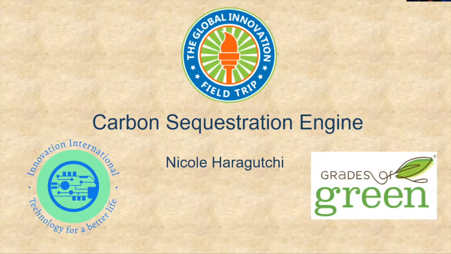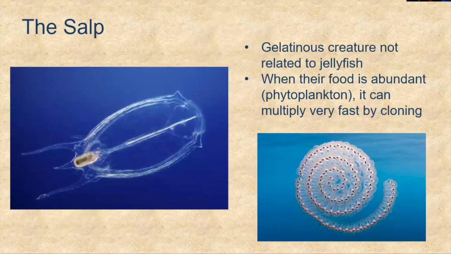What I'll be talking about, as you can see, is the carbon sequestration engine. I want to introduce the salp, which is a genus of creature. Even though you can see from the picture right here that it looks kind of like a jellyfish, it's not connected to it at all.